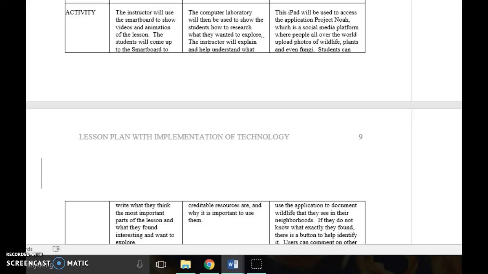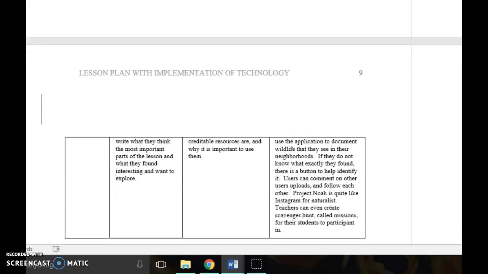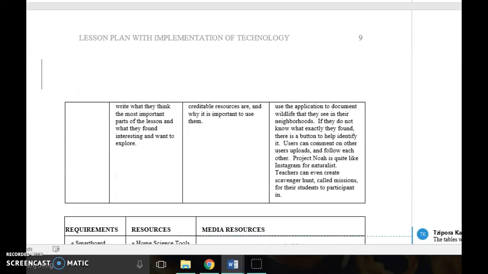It's a social media platform where people all over the world upload photos of wildlife, plants, and even fungi. And the students use the application to document the wildlife that they can find in their local neighborhoods or near the school, wherever really. If they do not know what exactly they had found, there's a button to help identify it.